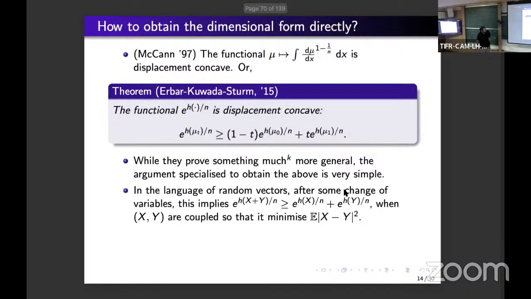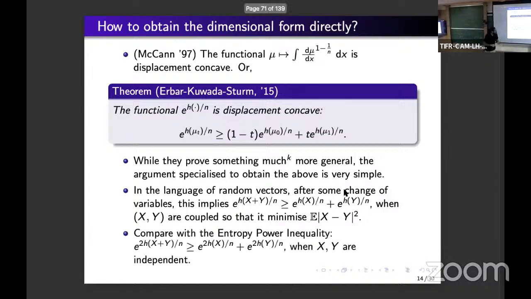So in the language of random vectors, because X_t is just the sum when you take the optimal coupling, what this is saying, and if you use how entropy scales, which again I will not get into, if you multiply by t, entropy comes out as log t. You add log t. Not so important. The point is, this is the same thing as saying e to the entropy, to the power 1 over n, is bigger than this. So one would like to compare it to the Brunn-Minkowski inequality. At the same time, many people would like to compare it with the entropy power inequality, which says something similar for the independent coupling.